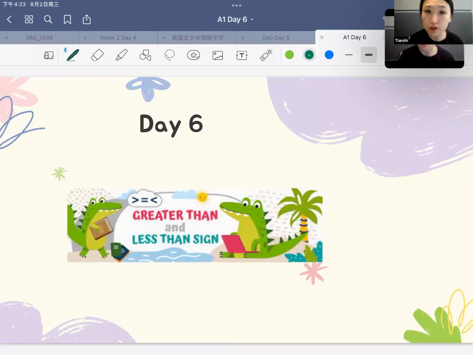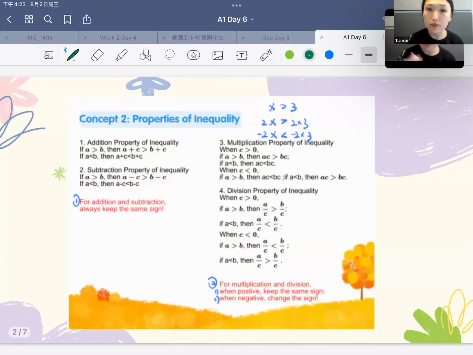So today we are going to talk about something related to inequality, and we are also going to talk about the system of inequality and also equality with a parameter. So basically, let's first of all review some of the important concepts and properties of the inequality.